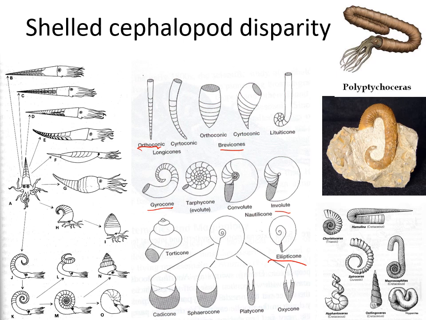And as you can see, we actually have some really weird things with the Polyptychoceras type of cephalopod. Very, very strange coiling pattern on that. It kind of goes all over the place. And that's a possibility as well, that we don't have a simple type of coil.